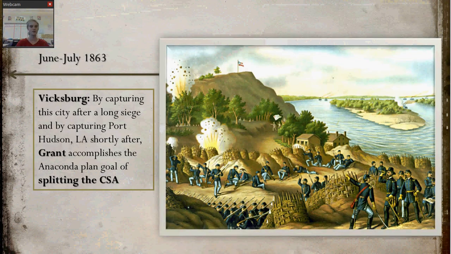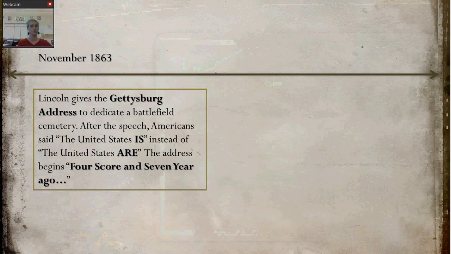Then, June and July of that year, in Vicksburg, the Union starts sieging the city of Vicksburg and eventually captures Port Hudson in Louisiana. Grant, by doing this, accomplishes that Anaconda goal of splitting the Confederacy, okay? So General Grant becomes kind of the major leader for the Union at this point. So again, Vicksburg, Union win.